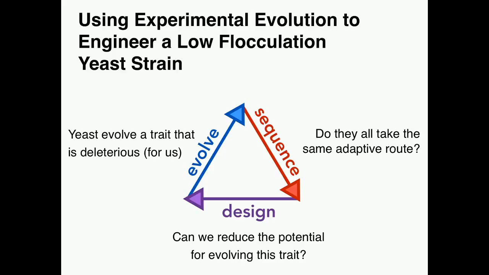including whether or not they all take the same adaptive route, and also whether we can reduce the potential for the strains to evolve the trait in the first place, which is an engineering question.